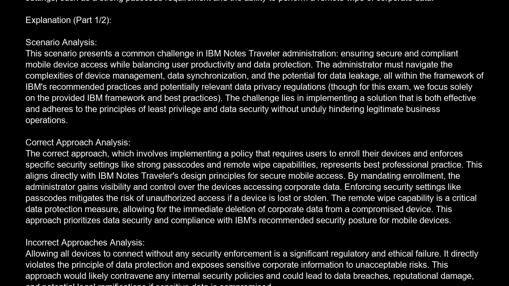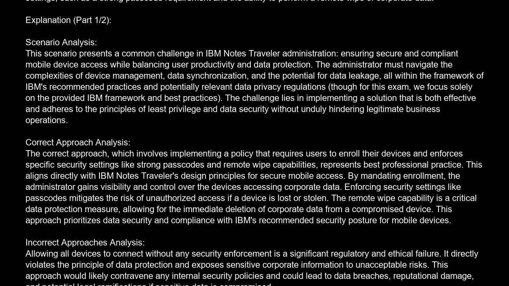The correct answer is A. Implement a policy that requires users to enroll their devices with IBM Notes Traveler and enforces specific security settings, such as a strong passcode requirement and the ability to perform a remote wipe of corporate data.